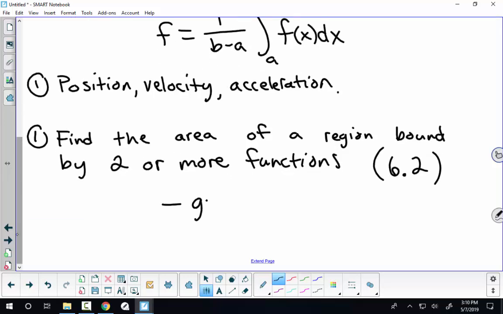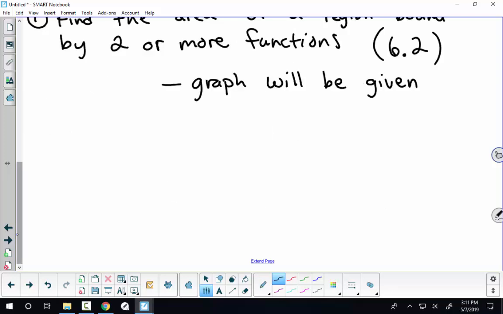So the graph will be given. Points of intersection, you might have to find. They might be really easy. You should know how to find them though. I won't give you anything crazy to have to solve to find the points of intersection if you have to do so.